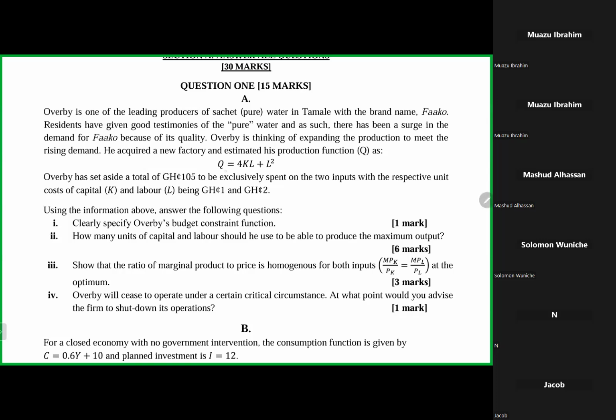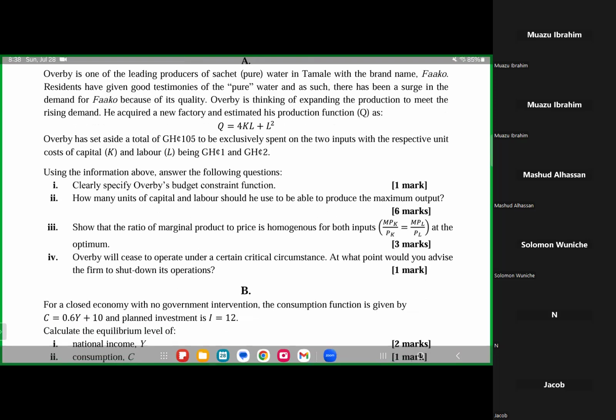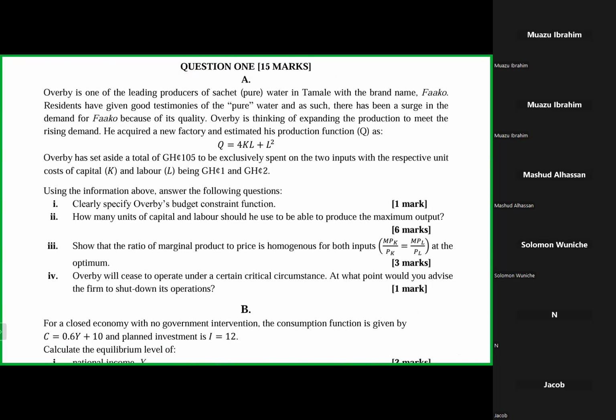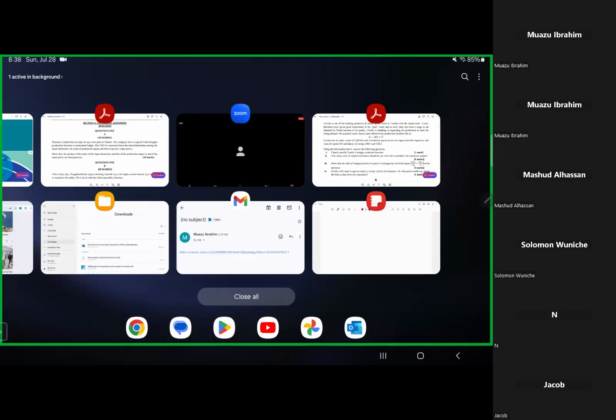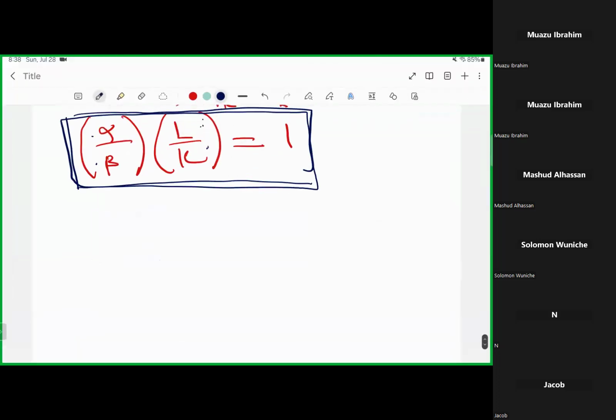Just write the production function. Q is equal to 4KL. Q is equal to 4KL. Have you written it so that I would change the screen? 4KL plus what? Okay. So another question.